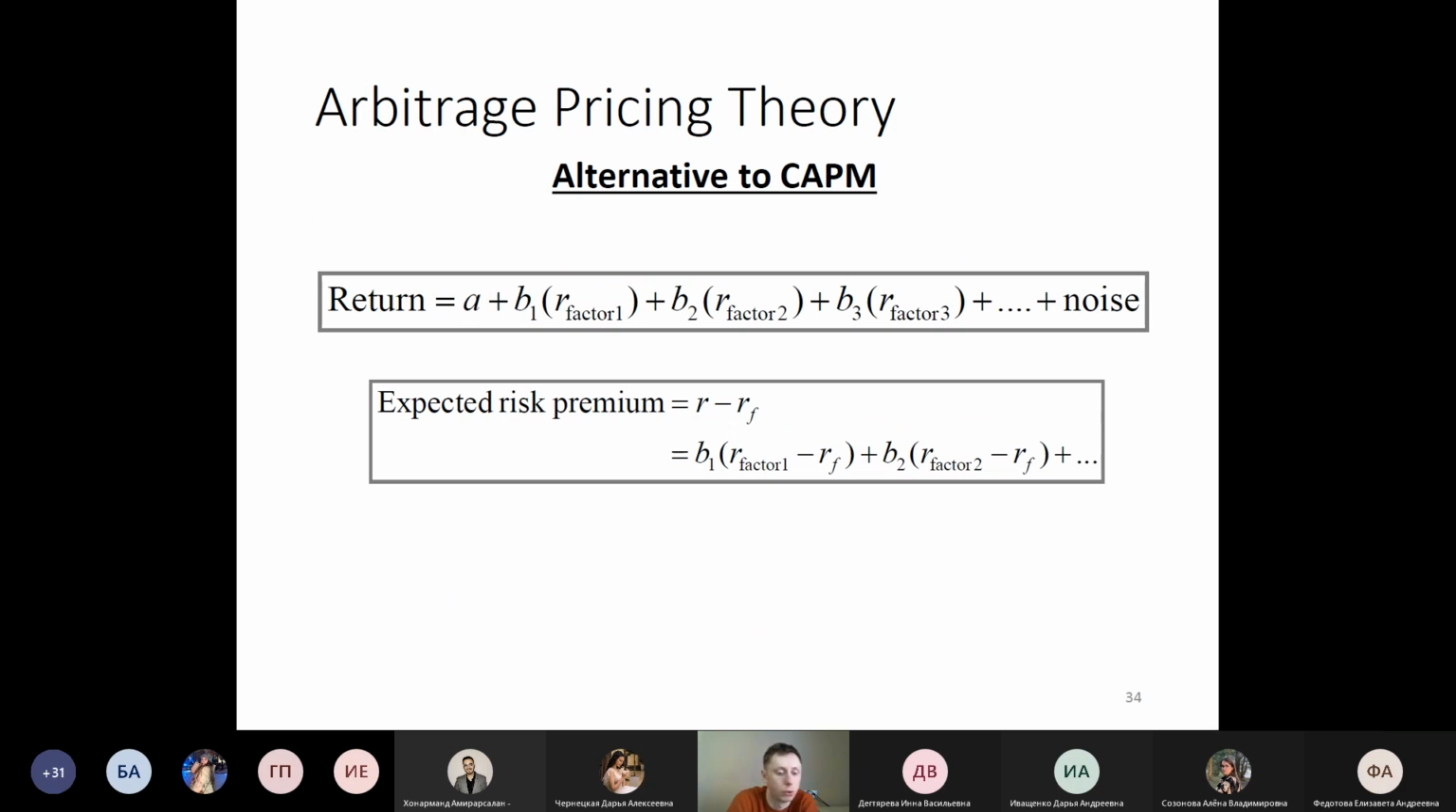And there are some alternative ways of predicting the stock price. The general approach there would be arbitrage pricing theory. This is something that you can practice in your term papers or final theses. You can suggest your own models for predicting the return by different factors. In the capital asset pricing model, we use only one factor, the market return, but here you can have different factors.